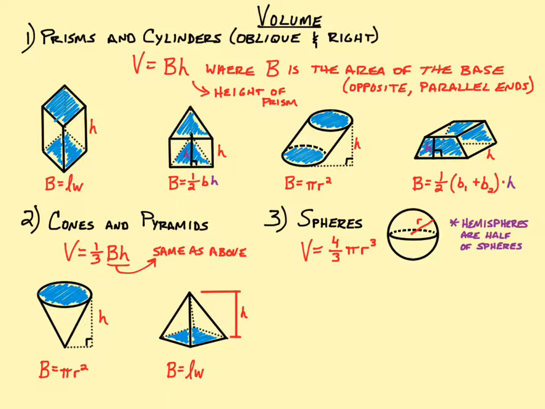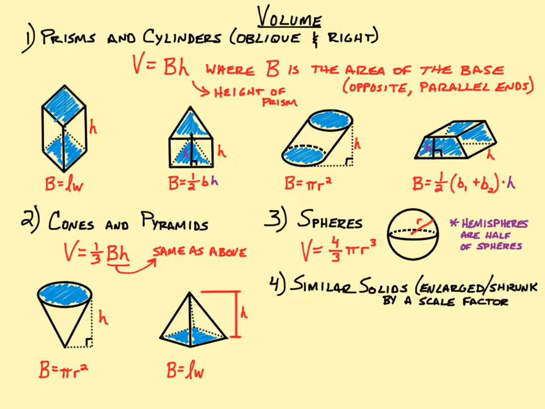All right, and the last thing that we looked at we call similar solids. Similar solids are essentially when we enlarge or shrink a solid by a scale factor. So what that means is if the dimensions of some shape have a ratio of 1 to k, then the volume ratio is 1 to k cubed.